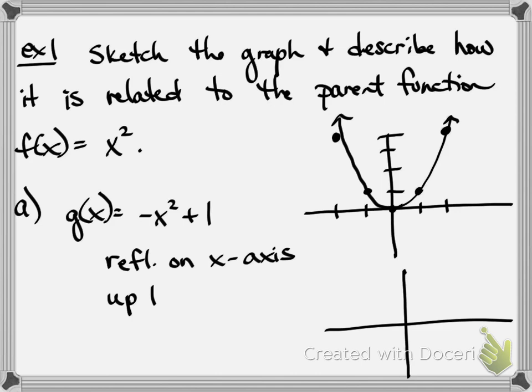Well, it's up 1, so my vertex got moved up 1, but then it got flipped over. So this is like the vertex point at 0, 0, but then we would have these points right here, and then we would have 2 at 1, 2, 3, 4 down from the vertex. So we would have points 0, 1, negative 1, 0, and negative 2, negative 3.